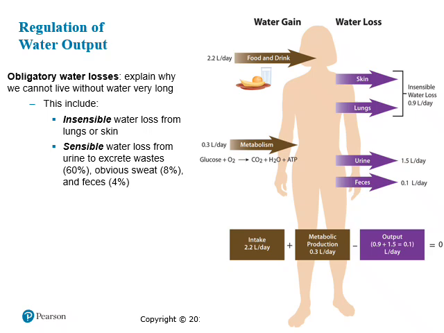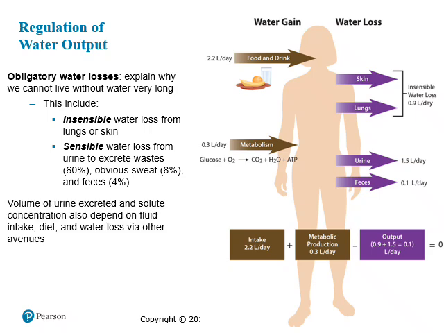Okay, so sensible water loss is actually loss of water through the urine. Really, you need to lose that water because this is the water in which the waste is in solution, in order for you to eliminate it. About 60% of that will be waste, and then some obvious sweat, which is 8%, and the feces, which is 4%. These are the sensible water losses.